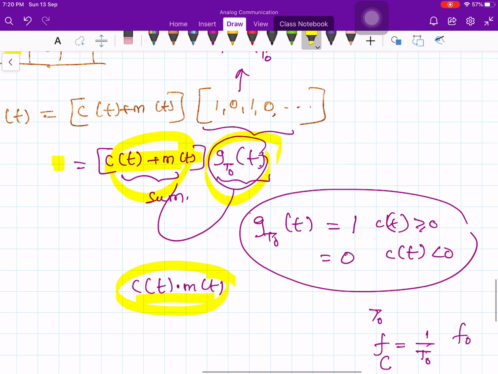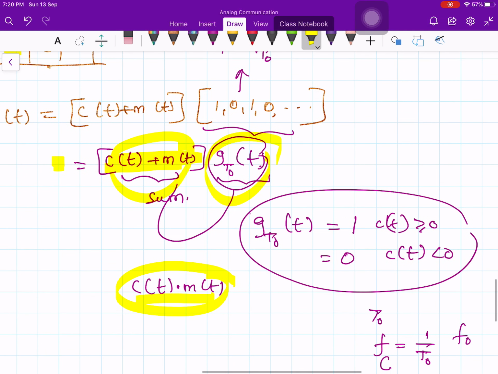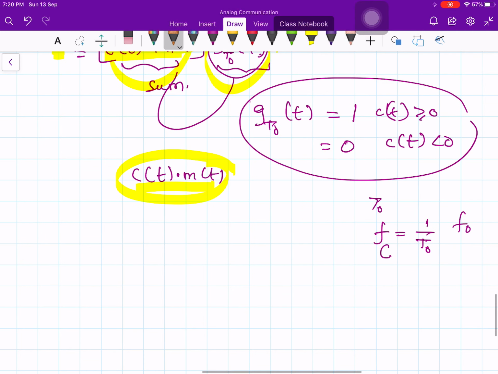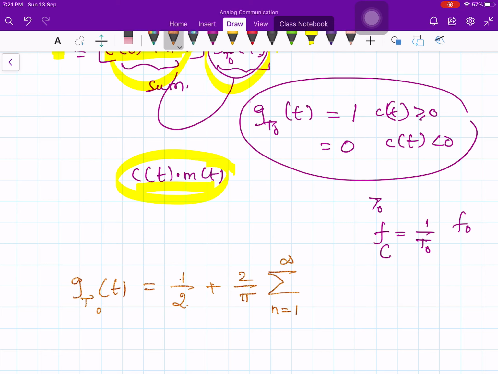So it will also have a DC component because it is a non-zero mean square value. Let me write down the g_T(t) in terms of its Fourier series: 1 by 2, which is a DC value, plus 2 by pi summation over n equals 1 to infinity, minus 1 whole to the n minus 1, divided by 2n minus 1, cos of 2 pi f_c t times 2n minus 1, like this.